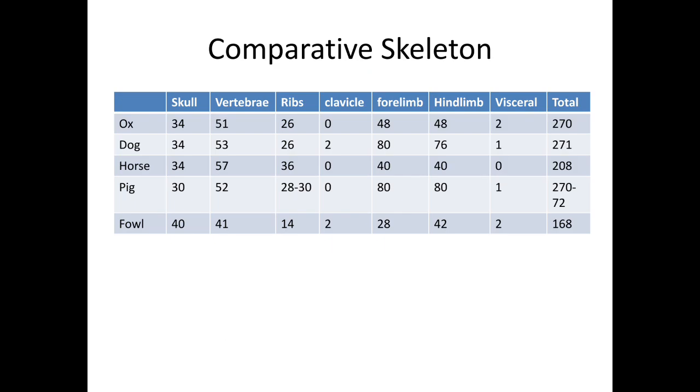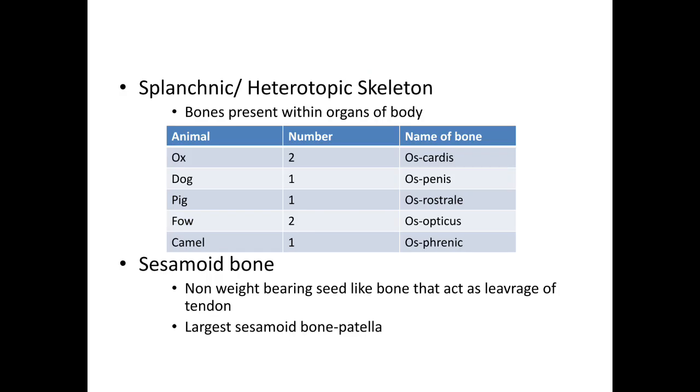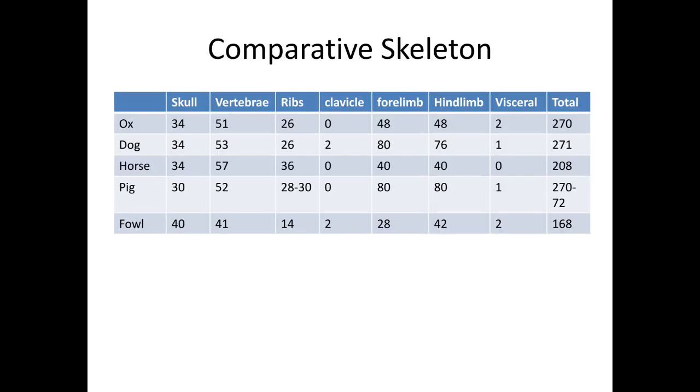If we talk about the comparative skeleton of different animal like ox, dog, horse, pig, and fowl, the skeletal system composed of skull, vertebrae, ribs, clavicle, forelimb, hind limb, and the visceral bones that we have talked about, the splanchnic or heterotopic skeleton. In the ox, the skull consists of 34 bones, 51 vertebrae, 26 ribs, and 48 forelimb bones. A hind limb consists of 48 bones and two visceral bones, that are os cordis. Total 270 bones are present in the body of an adult ox.